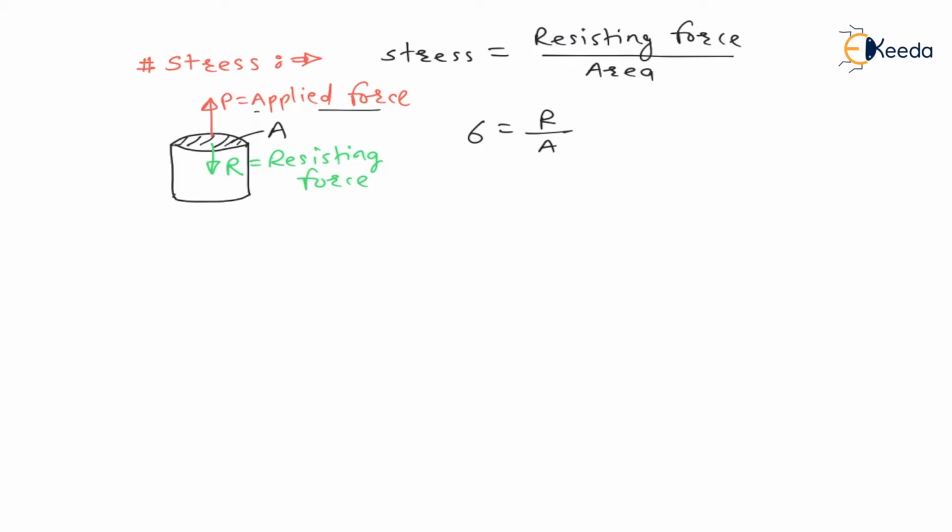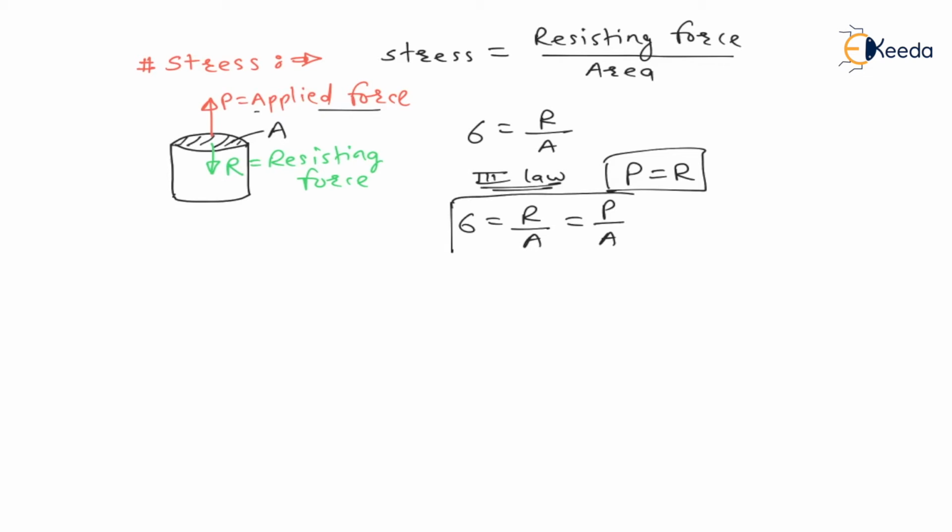Now as per Newton's third law, for action there is equal and opposite reaction. Therefore, P is your action, and for this action, R is your reaction. Therefore, I can write P is equal to R. Therefore, stress is equal to resisting force divided by area, which is equal to applied force divided by area. This is how we can write.